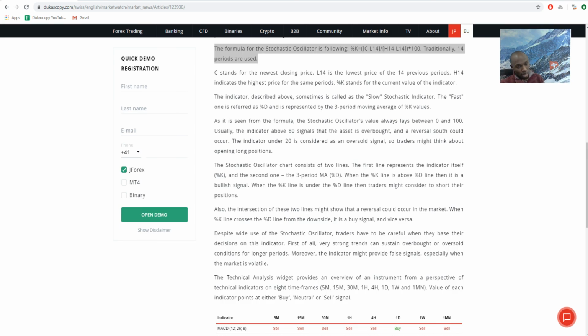And the final one, stochastic helps you to filter the market, to know a potential bearish move or a bullish move. So guys, that is the stochastic momentum indicator for you.